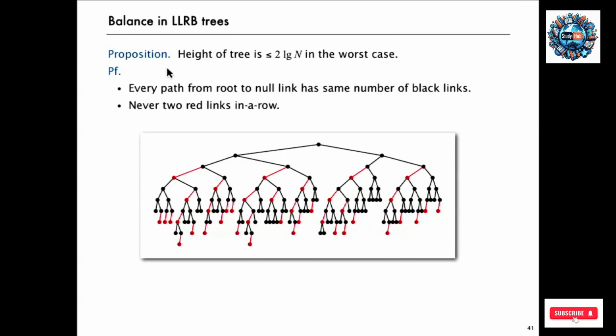Easy to prove by correspondence with 2-3 trees that the height is guaranteed to be less than 2 log base 2 n. Every search in a left-leaning red-black tree is guaranteed to take less than 2 log base 2 of n, because every path has the same number of black links, so you never have 2 red links in a row.